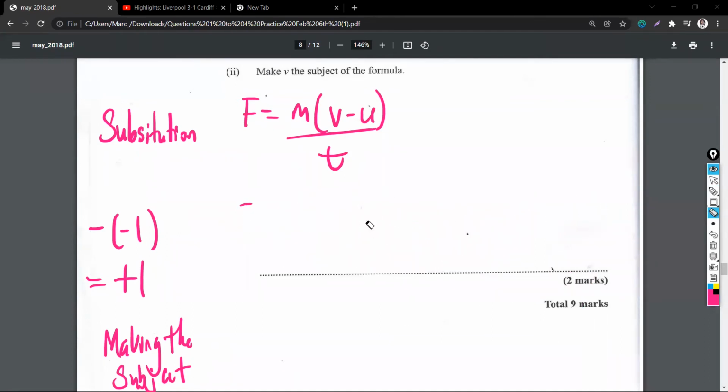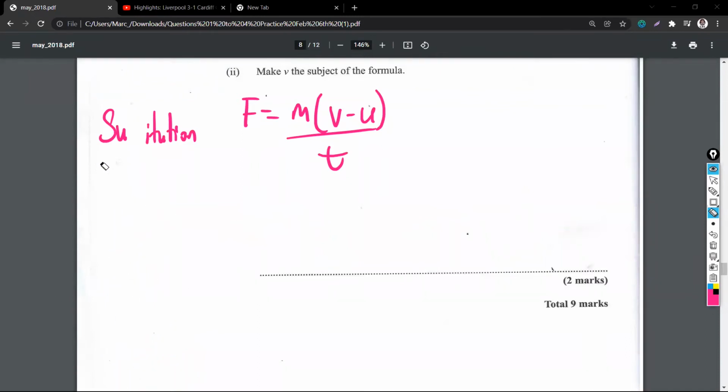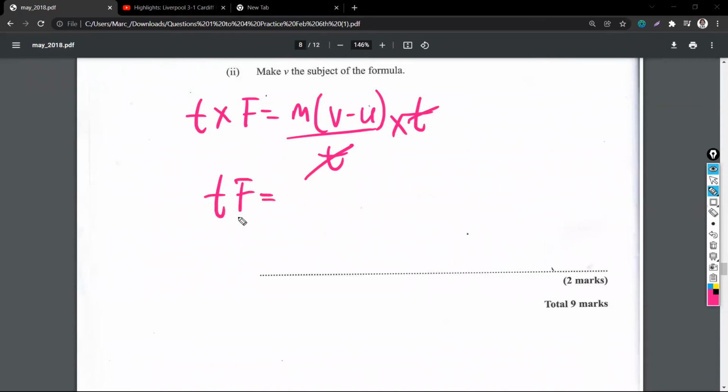And we need to make V the subject of the formula. It's a very simple thing, guys. Firstly, the first thing we'll have to do is get rid of the T. So we're going to multiply both sides by T to get rid of this T. This will cancel that, and we're going to end up with TF is equal to M times V minus U.